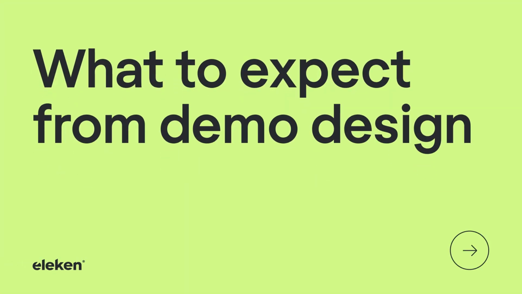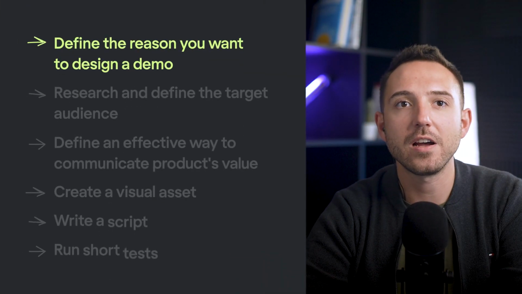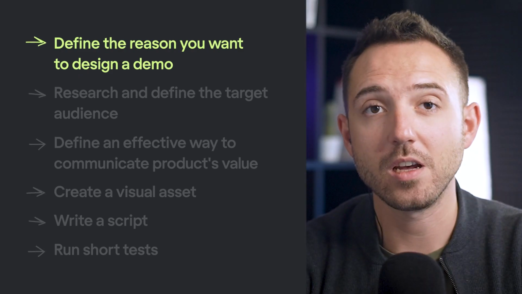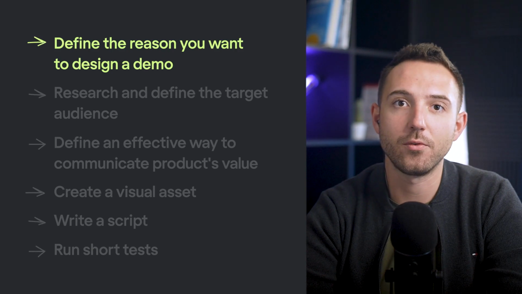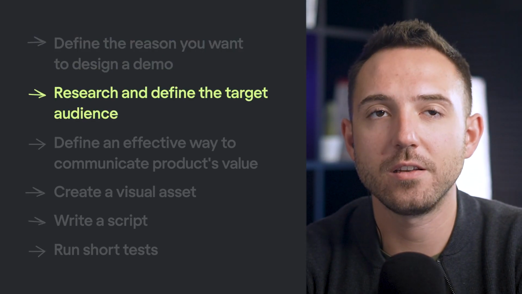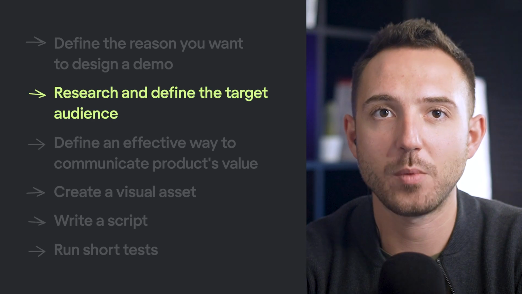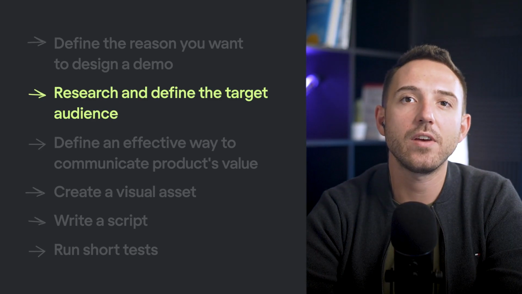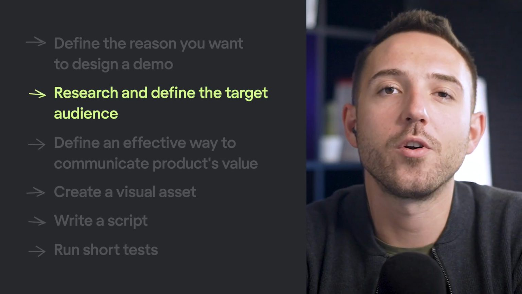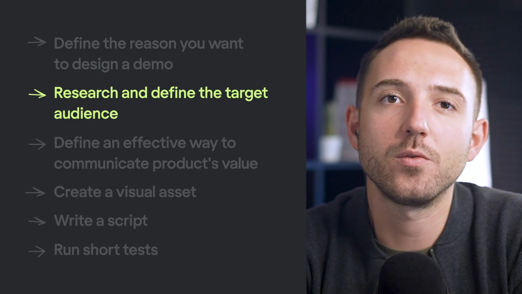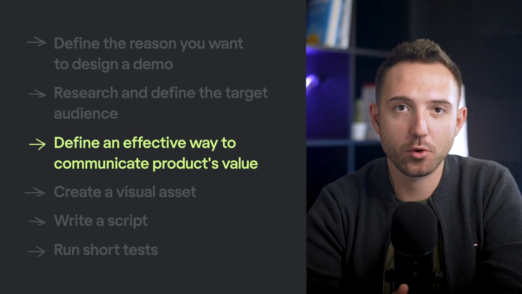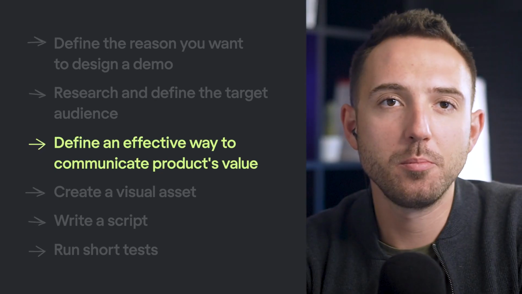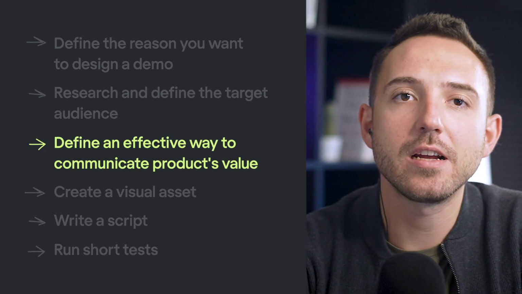So here's what your design approach should be like. First of all, define the reason you want to design a demo. For example, you need to sell an existing product to customers, attract investments, or gain the first users. Next, research and define the target audience and what they expect from your product. Consider if they have any previous knowledge of your company or if you have to present yourself within software that hasn't been released yet. Define what form of demo design will best communicate the product's value for your target audience. Should it be a clickable prototype, Google Slides, or a video?